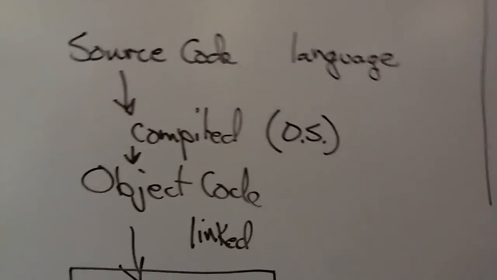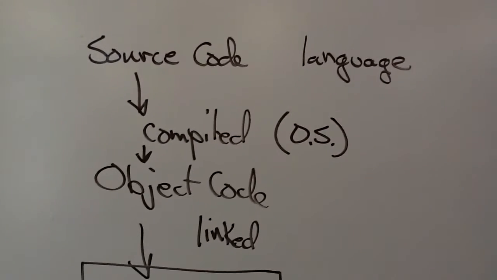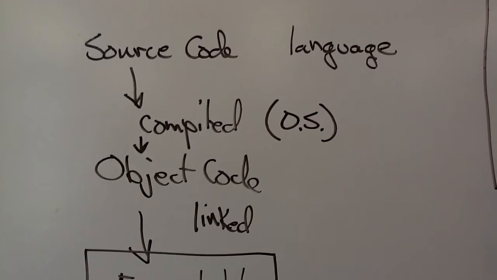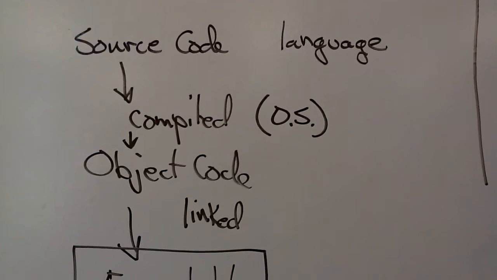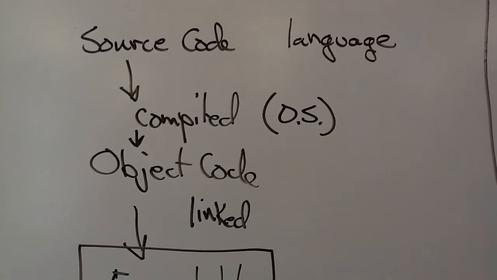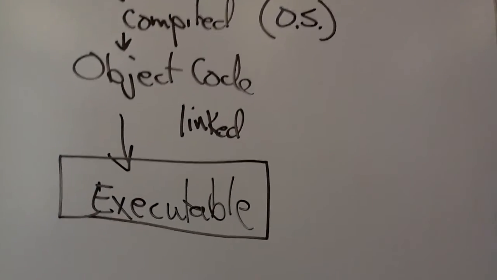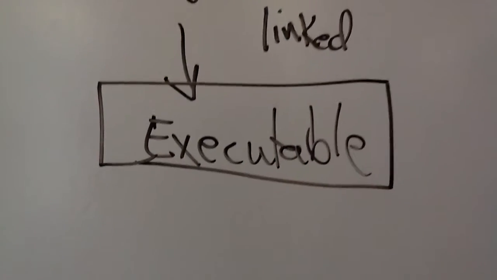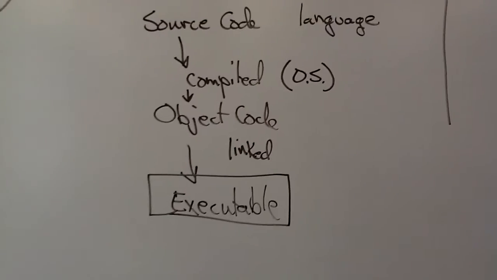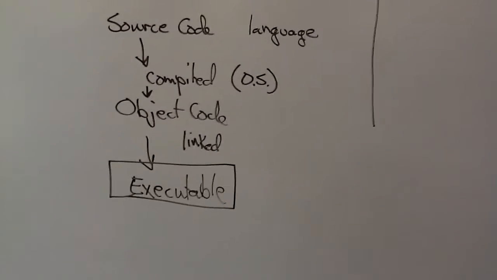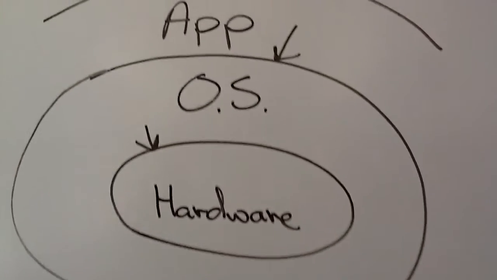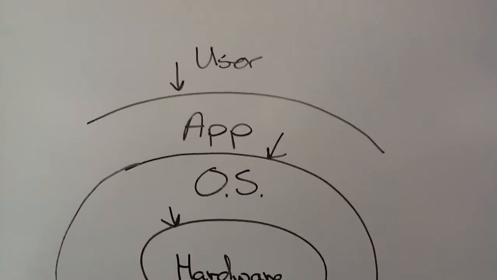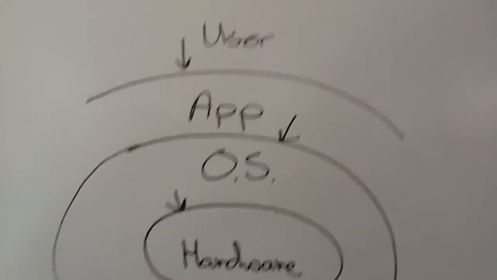So in this case over here, we talked about you write an application in some source code. It gets compiled to match the operating system it's going to run on. It's compiled to an object code. The object code is linked to an executable code, an EXE if you're talking about Windows. Okay? So applications are written and designed to work with an operating system, and the users typically work with an application.